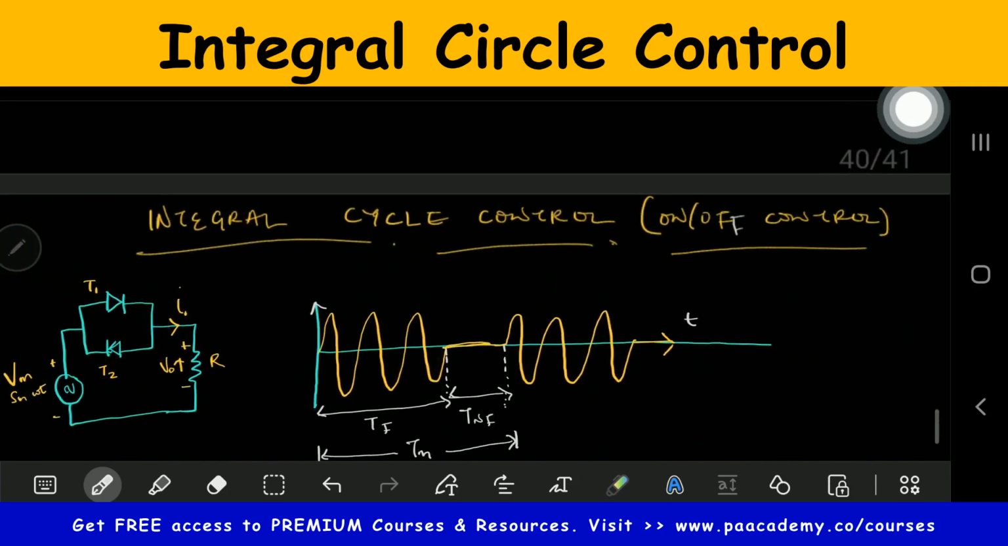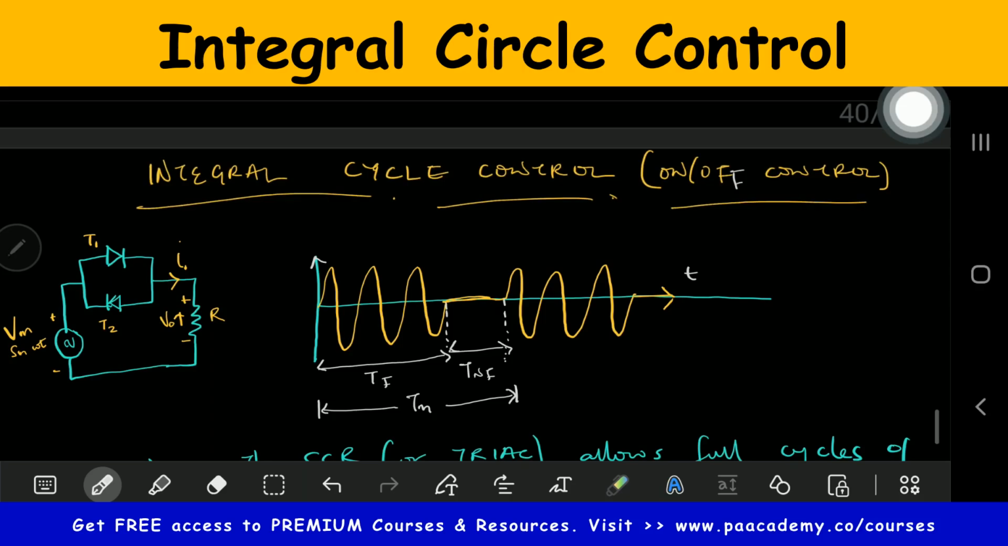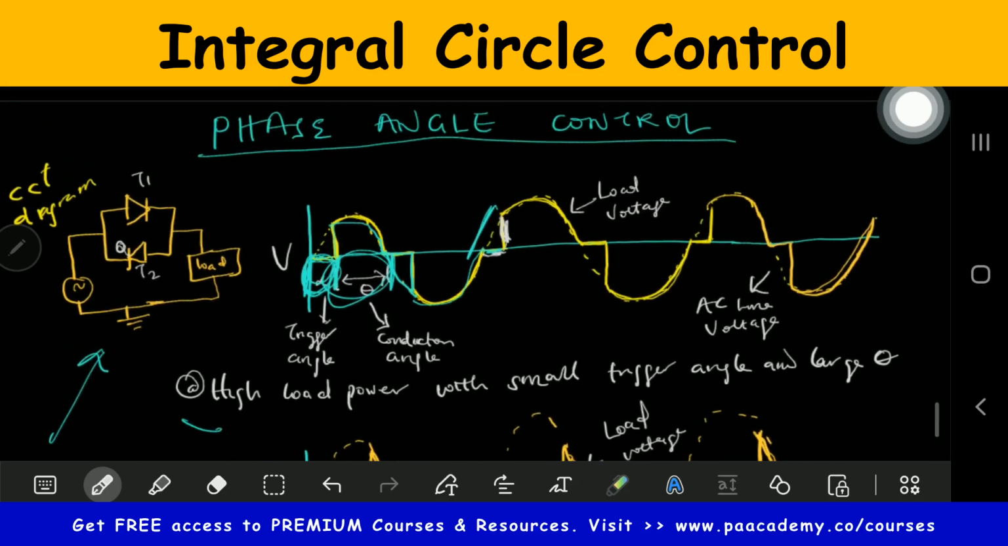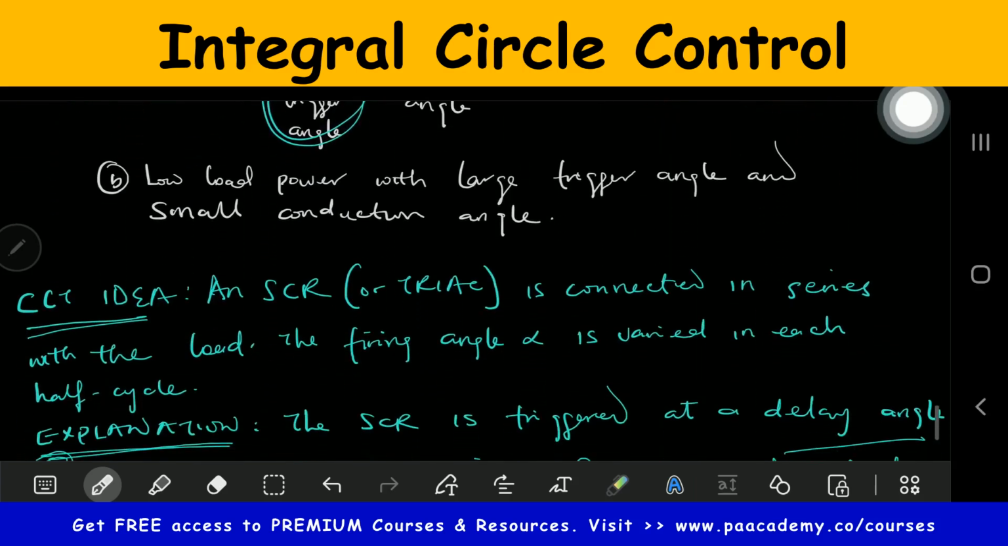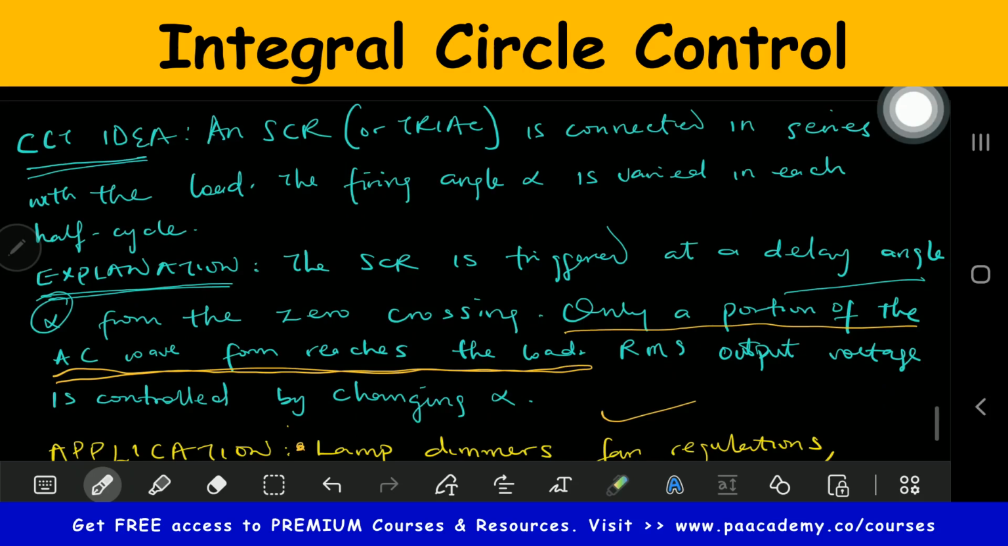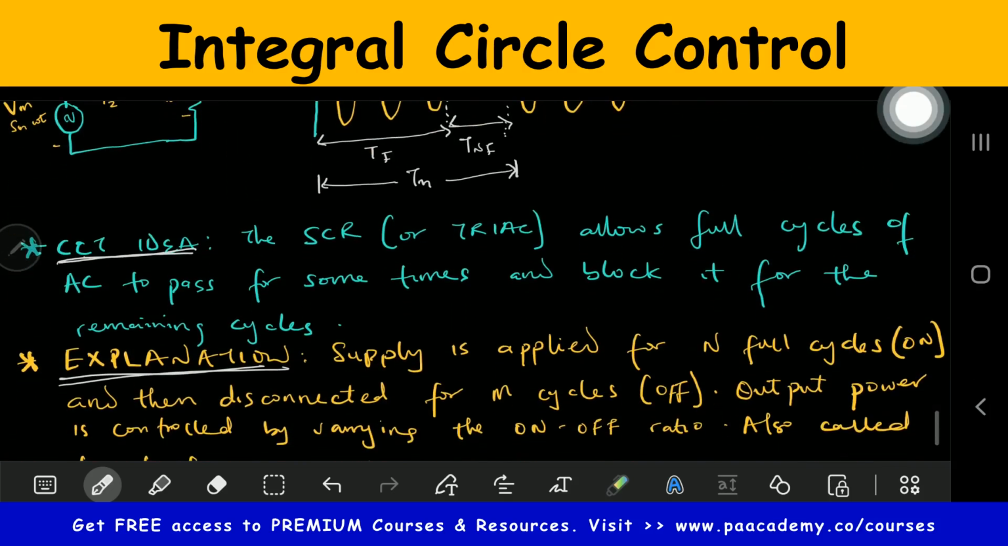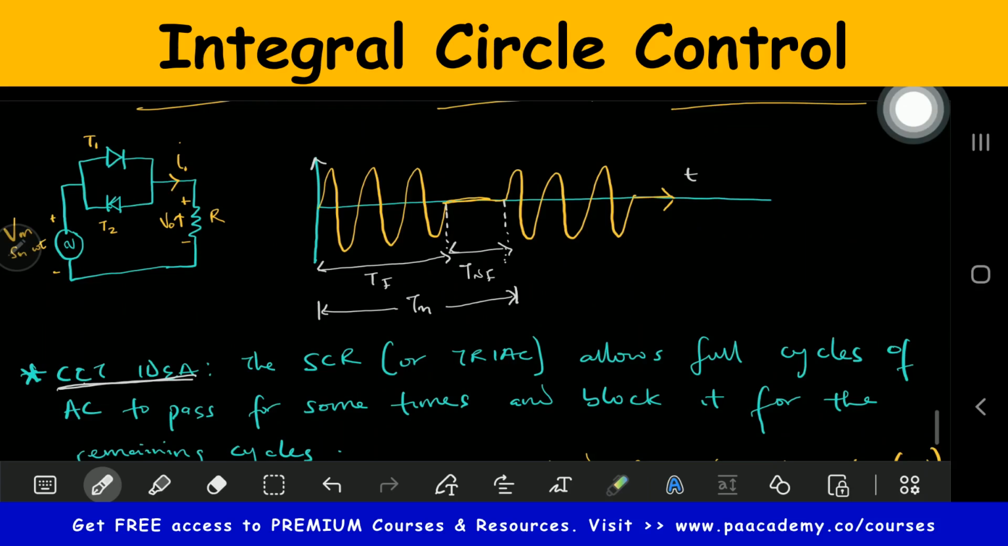So in summary, if we look at the integral cycle control and the phase angle control, we can conclude that in the phase angle control, there is partial conduction in each of the cycles, like you can see here. This part is not included. Here is off, here is off. But in the integral cycle control, you can see full cycles switch between the on and the off, as you can see in the waveform here.